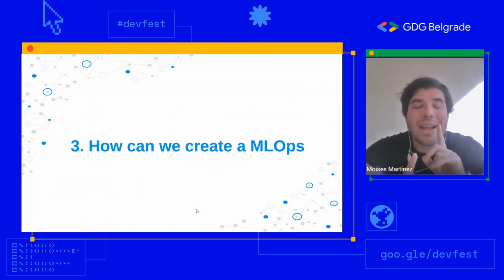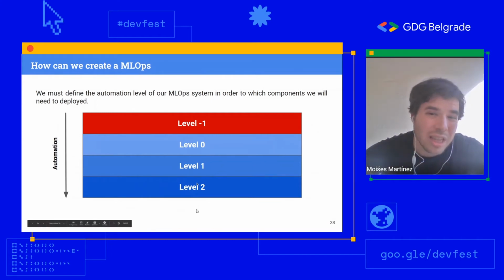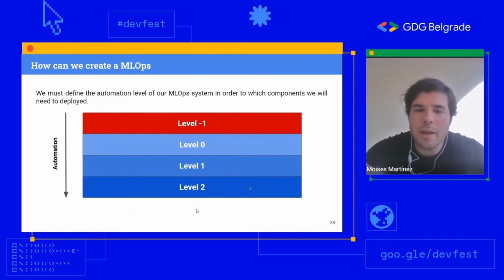Now we are going to see how we can create all of this, because it's the important thing. Okay, when we are going to deploy a machine learning operations system, we have to identify which automation level we want to deploy. Currently, most data scientists and machine learning teams are here, at level minus one or level zero. Level minus one is to do everything on a personal computer and deploy that to a server in a super manual way without following any good practice. But today we are going to talk about level zero, level one, and level two, because the objective of machine learning operations is to reach level two, the fully automated level.